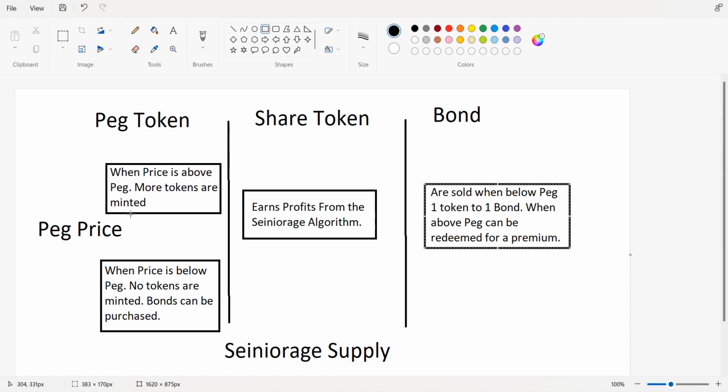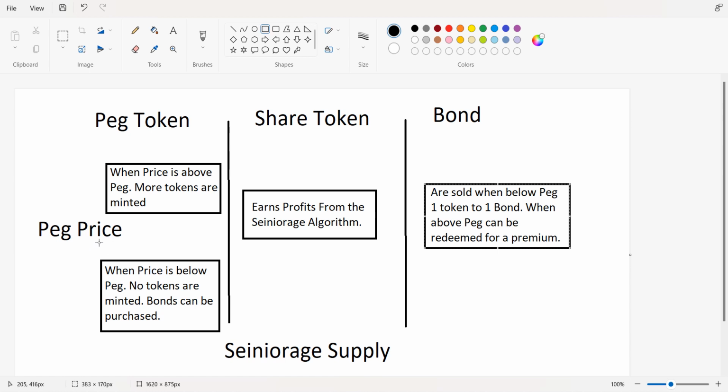So when it's above peg, they print tokens and those tokens go to the share token holders. You're increasing the supply, which should bring the price down. But when the peg price is below $1, then we need to get the price up. We've got to decrease the supply of tokens. And it's absolutely fundamental that you understand the basics: when you increase supply, you decrease price, and when you decrease supply, you increase price. That is the fundamental that we're working with here.